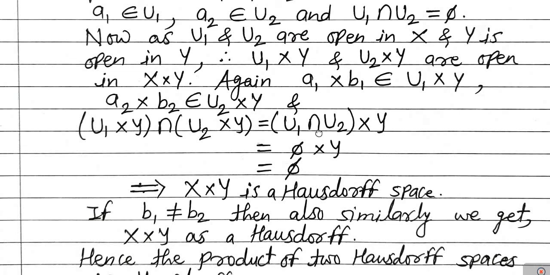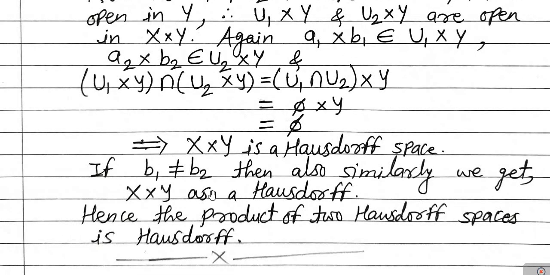Now similarly, we can show that if B1 is not equal to B2, then also we get X cross Y as a Hausdorff space. We have shown it for A1 not equal to A2. Similarly, if A1 equals A2, even though B1 is not equal to B2, then also we get that X cross Y is a Hausdorff space. Therefore, from both these parts, we conclude that the product of two Hausdorff spaces is again a Hausdorff space. So in this way, we have proved this result.